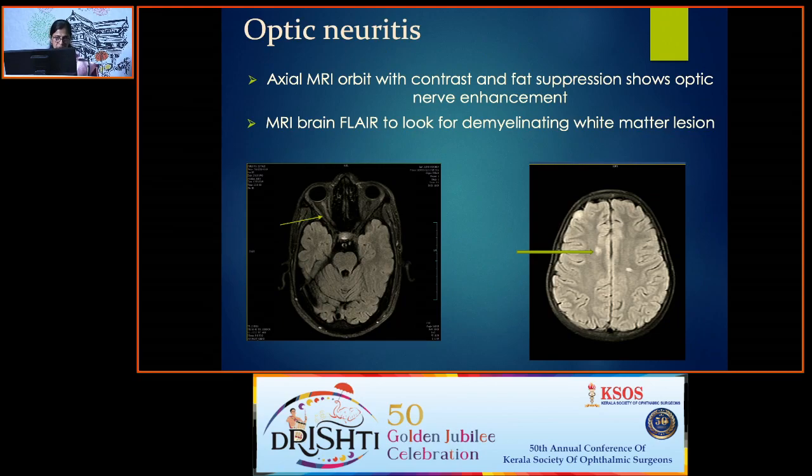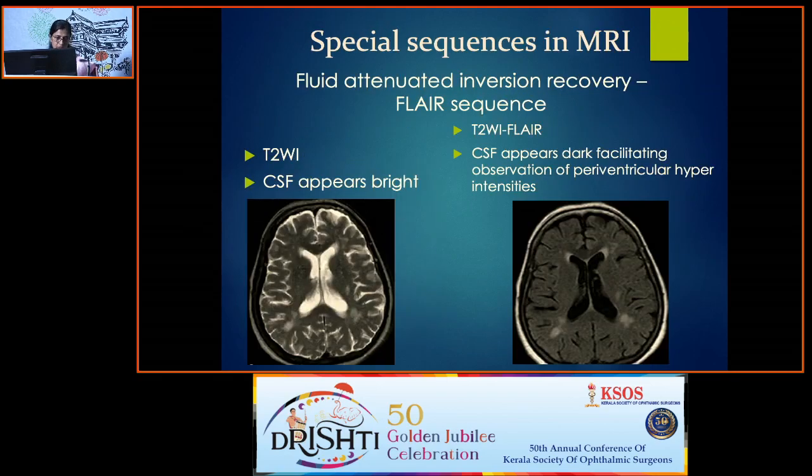In optic neuritis, again the optic nerve shows enhancement. Here we use the FLAIR sequence when we look for enhancing lesions in the brain. The FLAIR sequence suppresses the bright signal from the CSF. So in the first image, the CSF appears bright, and in the FLAIR sequence, the CSF brightness is suppressed so that the hyperintensities seen in the brain are better visualized, which is indicative of demyelinating lesions in the brain.